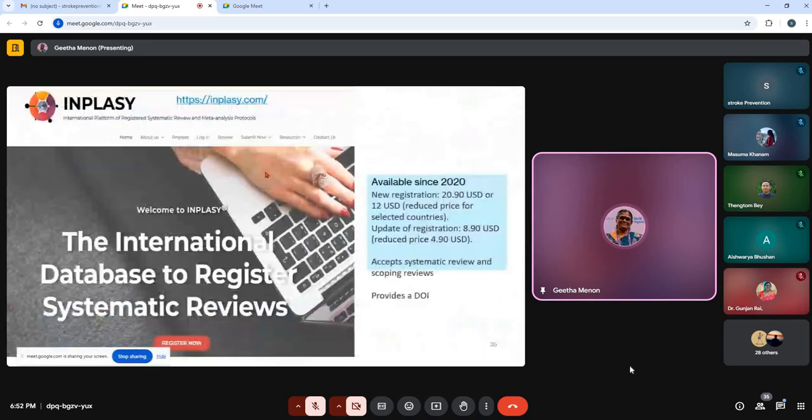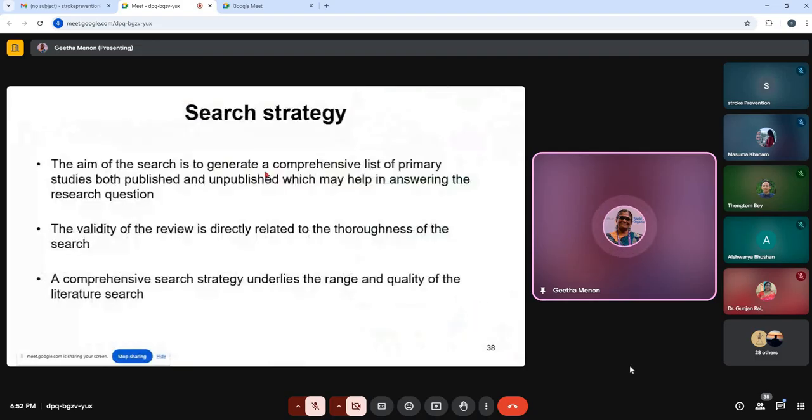So we have all this. Once you register your protocol, remember that in Prospero and in some of these registries, you also have to give one primary search strategy to them as a supplementary. It should not be as if you have just registered a protocol and have not even tried to do a search strategy. You have to create a search strategy in PubMed, get the results of that search strategy, and attach it as a supplementary appendix for your protocol, and then your protocol gets accepted quickly as a manuscript in the journal.